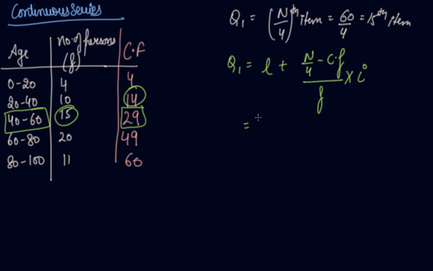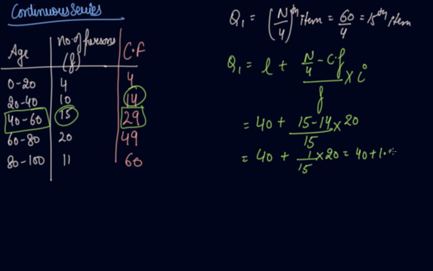So lower limit is 40 plus n by 4 is 15 minus 14 divided by 15 into I, that is 20. So 40 plus 1 divided by 15 into 20, which is 40 plus 1.33. So it comes out to be 41.33 as your quartile 1.